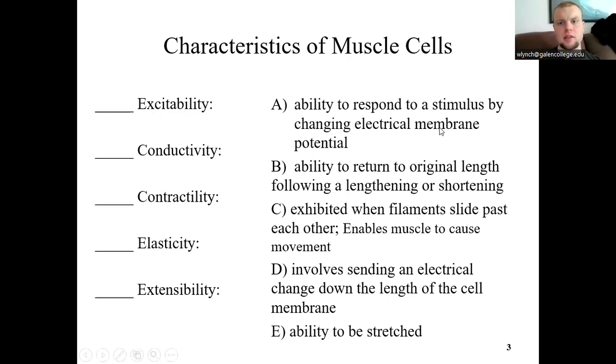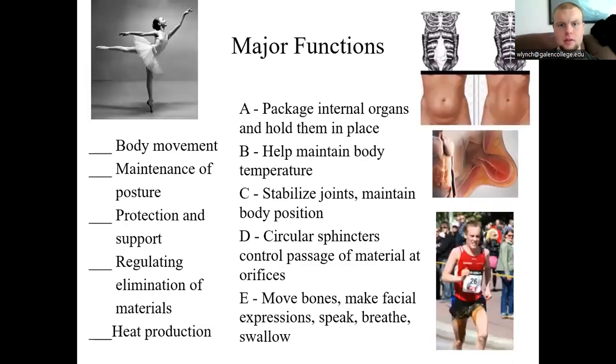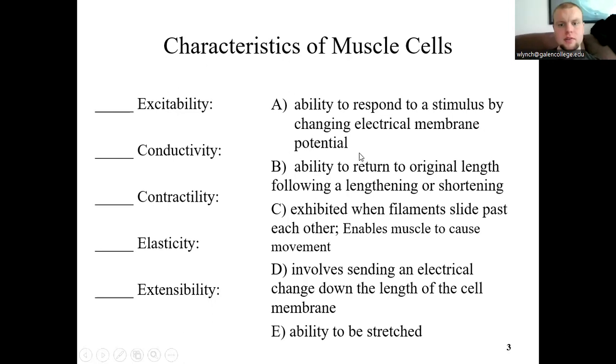Excitability, that is going to be A, the ability to respond to a stimulus, right? Conductivity, right? This is the ability to send an electrical signal down the length of the cell membrane. So D would be the correct response there. Contractility, that would be C, filaments sliding past each other, enabling the muscle to cause movement. Elasticity, again, this is going to be the ability to return to the original length following a lengthening or shortening. And extensibility is the ability to be stretched.